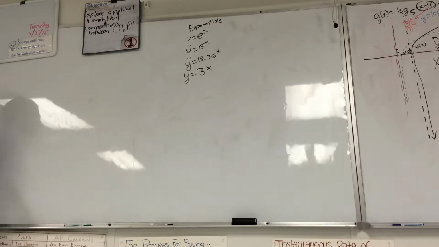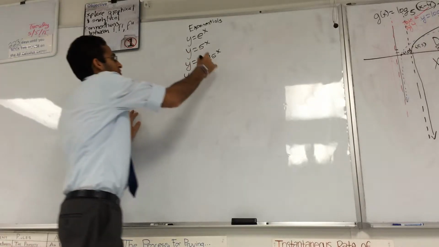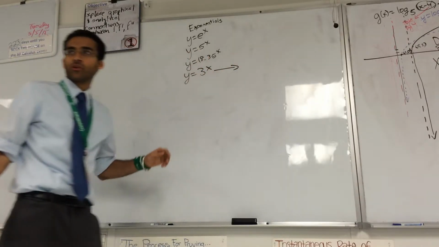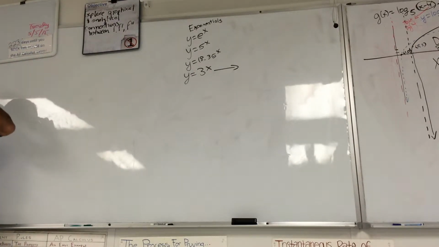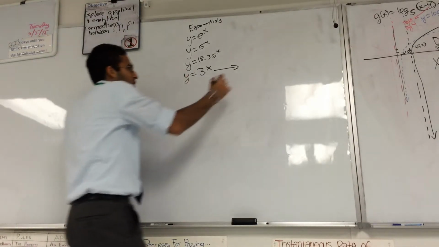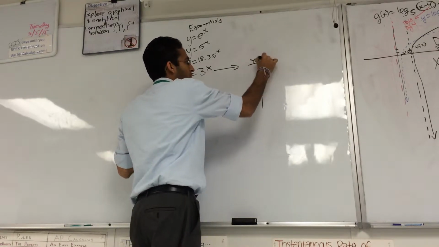So let's see how this would look on a graph. I'll do y equals 3 to the x, kind of a little bit easier to graph than y equals e to the x, because we don't really know the values of e squared off the top of our head. 3 to the x is a little bit easier. The shape will be the same. So x, y.